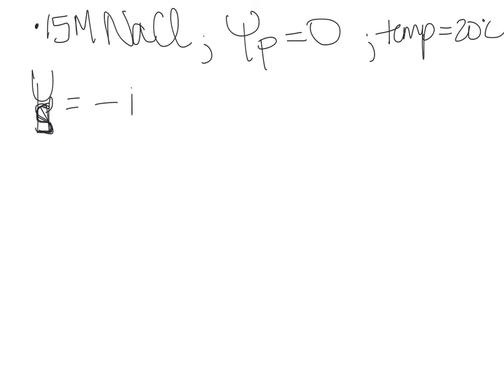negative iCRT. This time our i is going to be 2. Remember that i stands for ionization constant, and it's dependent on whether our solute will break apart in water or not. Sodium chloride does break apart in solution, so it's going to have a value of 2 and not 1. Our molarity is going to stay the same because it's still 0.15 molar.